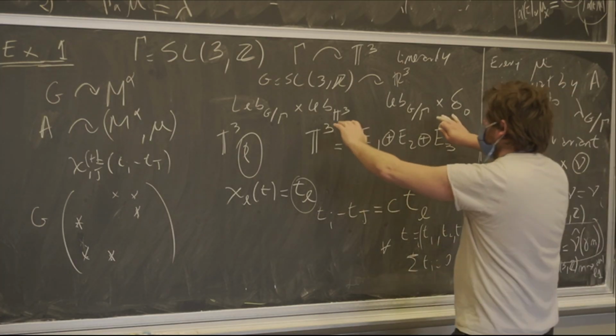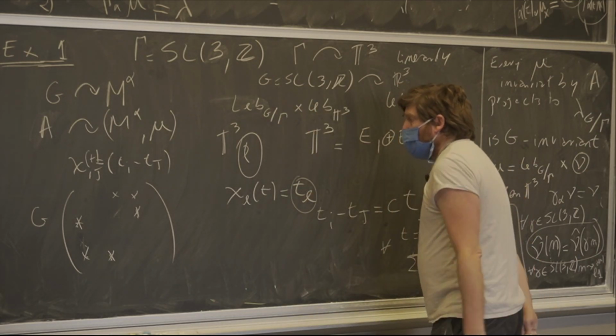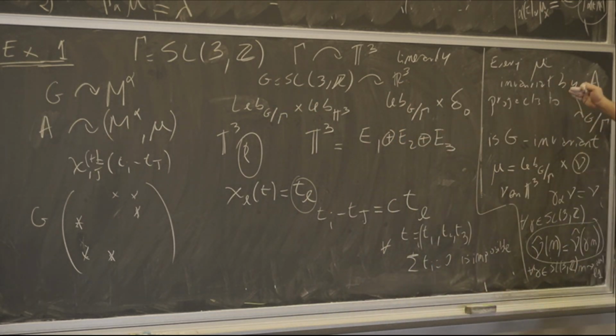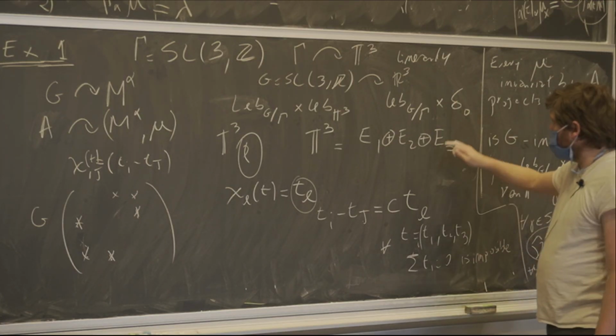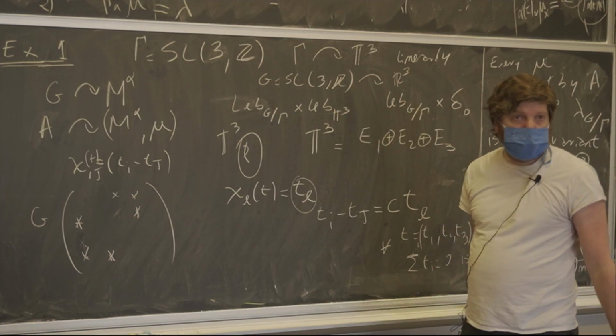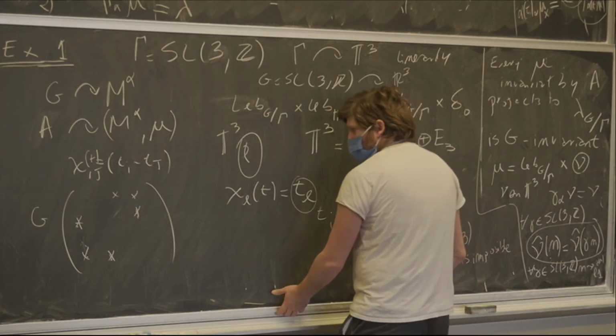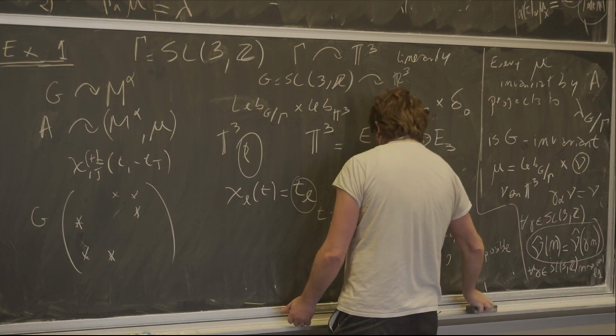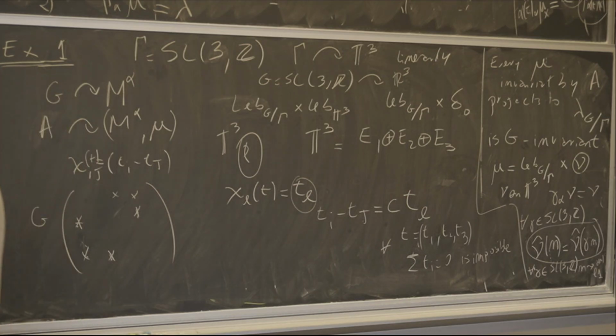So these are the only two examples. So this proves that the only measures which are invariant by these guys are delta 0 and Lebesgue on the torus. So that's one application. The second application is the other paradigmatic situation.